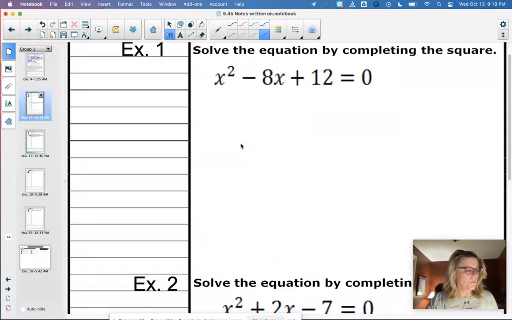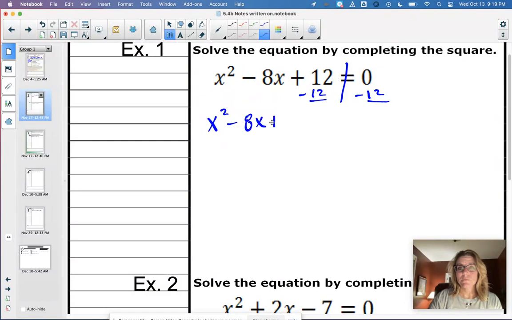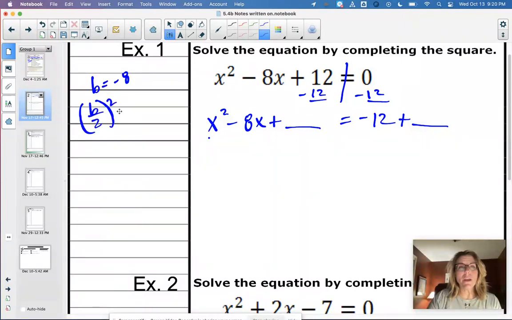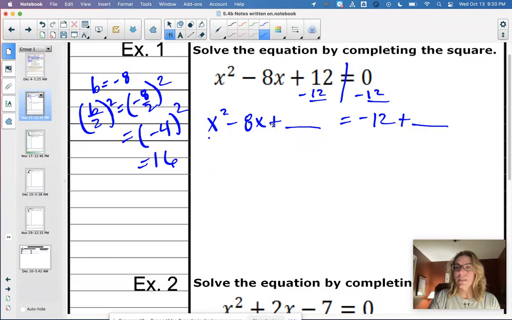First thing we are going to do is collect the variable terms on one side of the equation and the constants on the other. That means I have to subtract 12 on both sides. Next, if there is an a other than 1, we would have to divide both sides by a to make the coefficient of the x squared term 1. Next, we're going to complete the square by adding b over 2 squared to both sides of the equation. Well, b is negative 8, so b over 2 squared is going to be negative 8 over 2 squared. That would be 16.